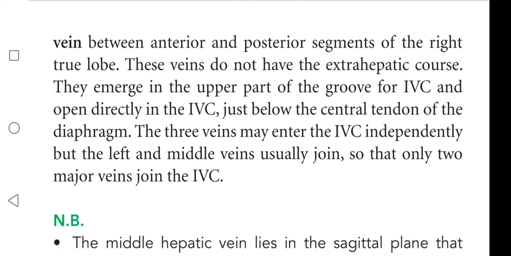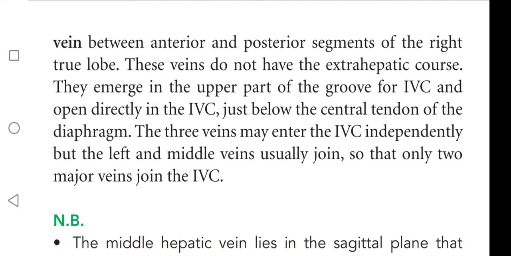These veins do not have an extrahepatic course. They emerge in the upper part of the groove for the inferior vena cava and open directly into the inferior vena cava just below the central tendon of the diaphragm.